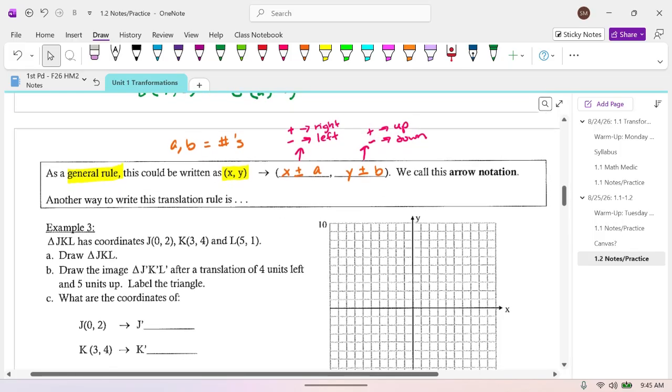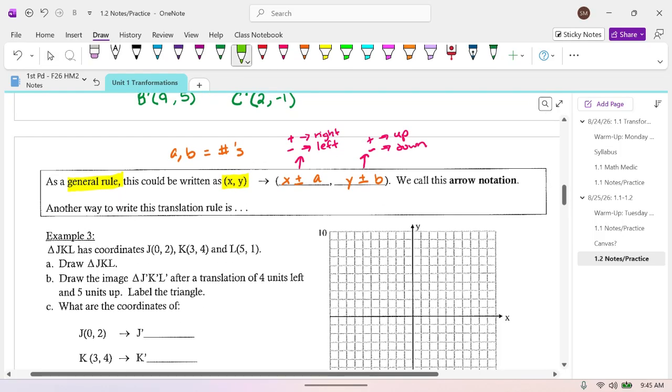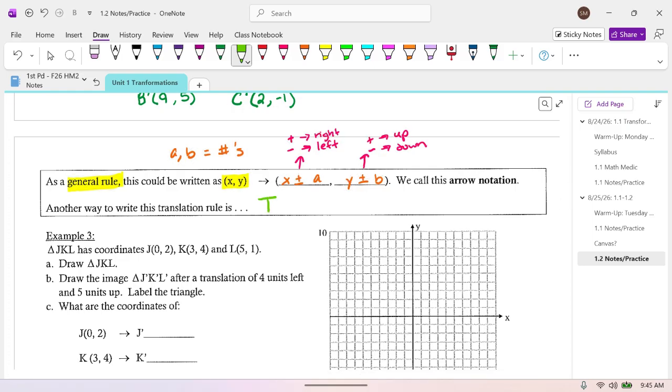So another way to write this rule, and you may see it like this, is a capital T, and then there's two ways they may write it. You may see it with this type of bracket, a, b. That's actually the vector. Or you'll see it as capital T with a b with no brackets around it. Where a and b still represent: a is what's done to the x, b is what's done to the y.